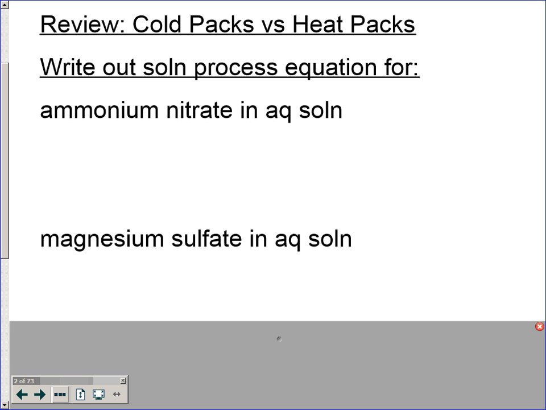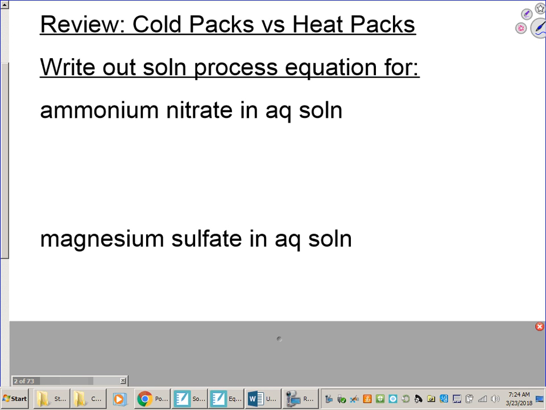All right, I need a vote here. Which one is endothermic? Ammonium nitrate or magnesium sulfate dissolving? Ammonium nitrate. That is one of the very few endothermic processes that we have in a solution-based process. So you should know that is always going to be endothermic. That's an example of a cold pack.